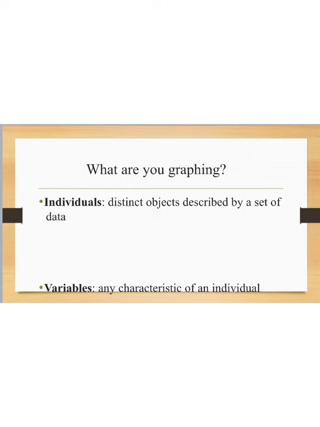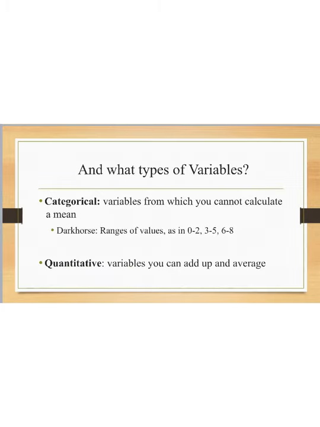With graphs, individuals just mean the distinct objects we're talking about. So what does each dot represent, or what do the values in a bar represent, or whatever it happens to be. And the variables are the characteristics. It could be something that has to do with height or age or eye color, depending on the graph. There's two types of variables we'll look at. Categorical are variables that you cannot calculate. So this would be eye color, hair color, ranges of values if there's things like 0 to 2 and 3 to 5 and so on.